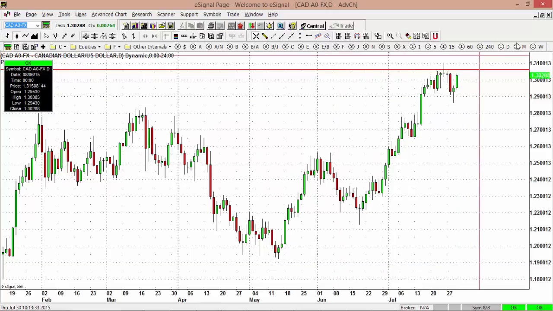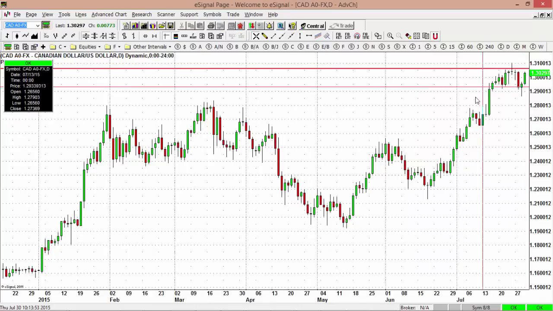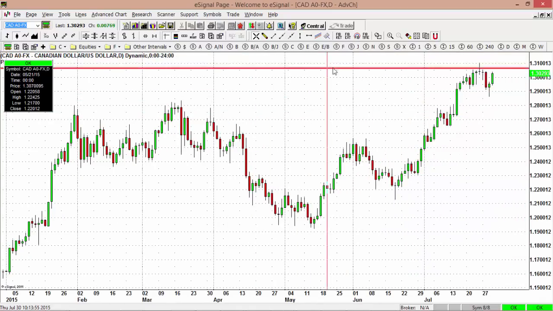But keep in mind that this level has been tested a number of times already. Look at these wicks and these candles. 1, 2, 3, 4. And this is the 5th time this level is being tested. So this 130 level is very significant, and a very significant chart point in the USD Canadian dollar.